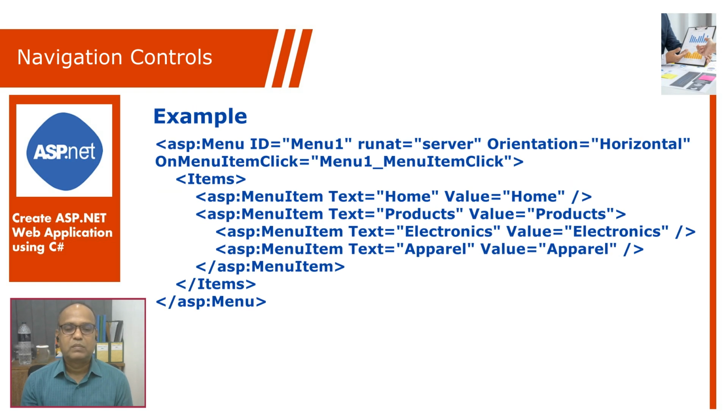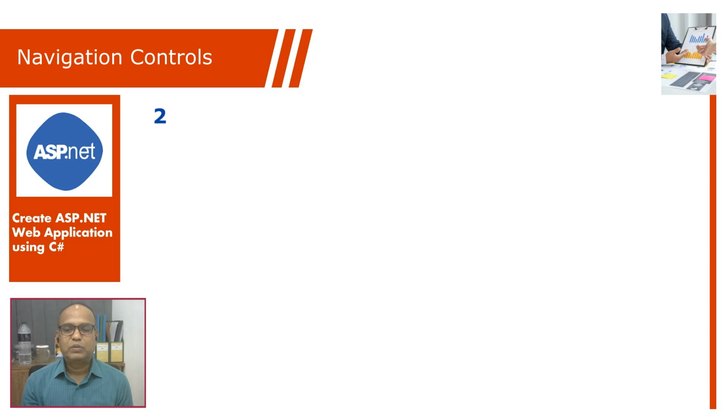Example: number 2, tree view control. Tree view control is ideal for displaying hierarchical data and allowing users to expand and collapse groups of items. It can also be bound to a data source and provides intuitive navigation and item selection options. Properties.